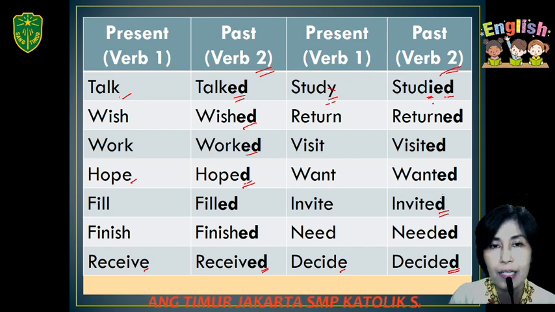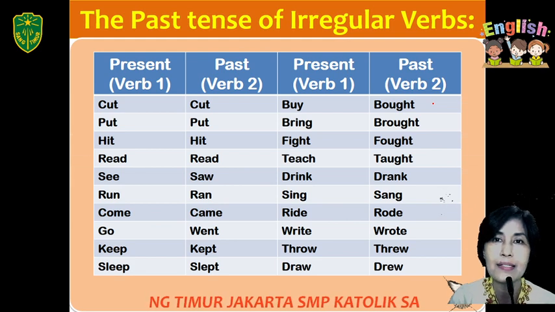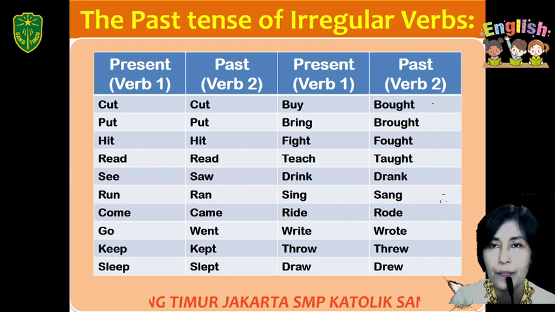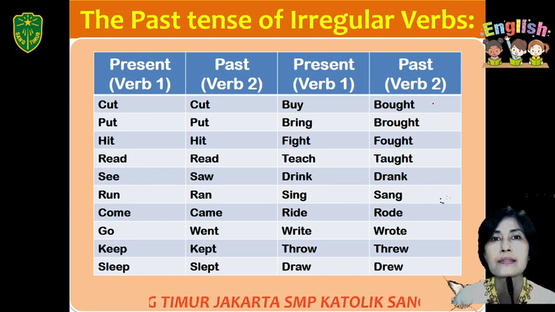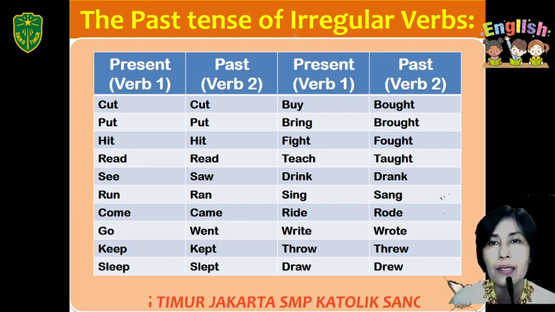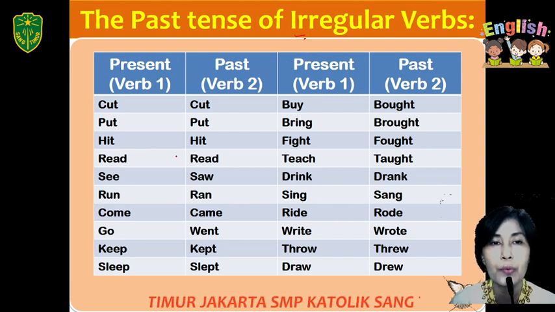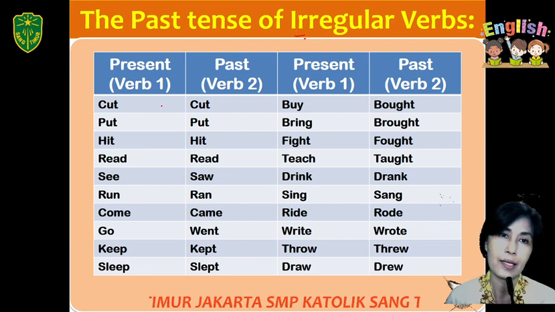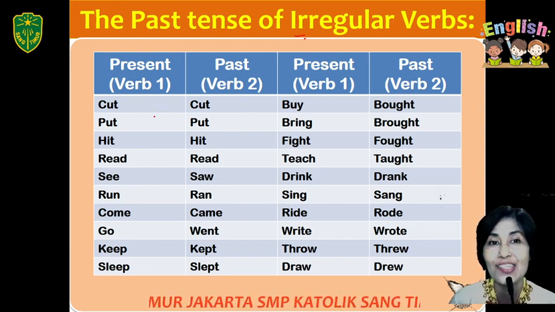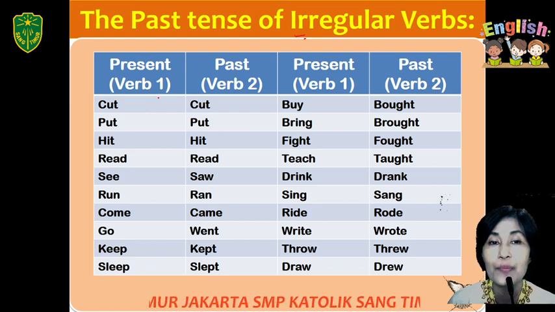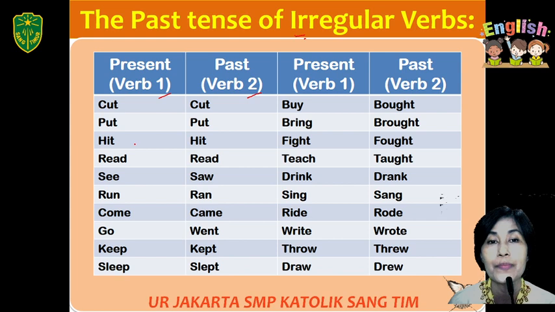And then we come to the irregular verbs. The past tense of irregular verbs. Why do we call it irregular? Irregular means not regular. So you have a bit complicated change from the verb 1 or present to verb 2, like this.